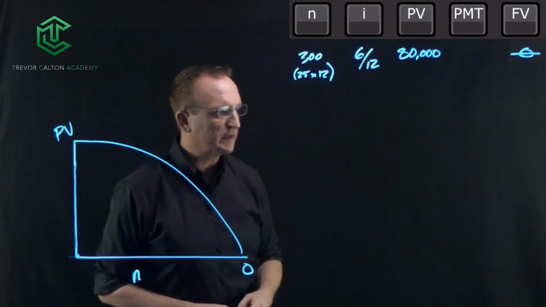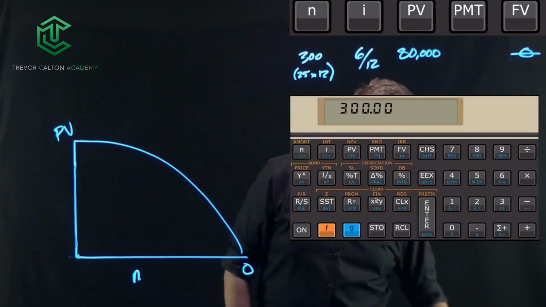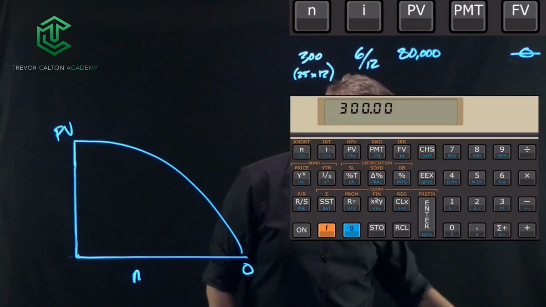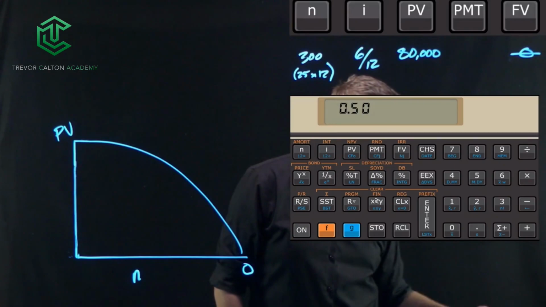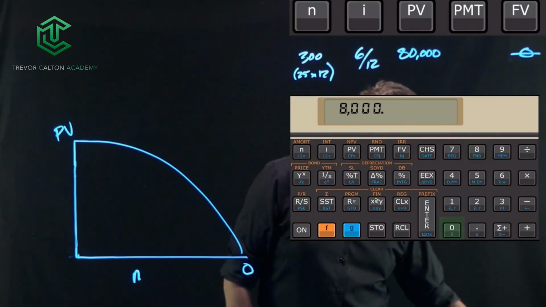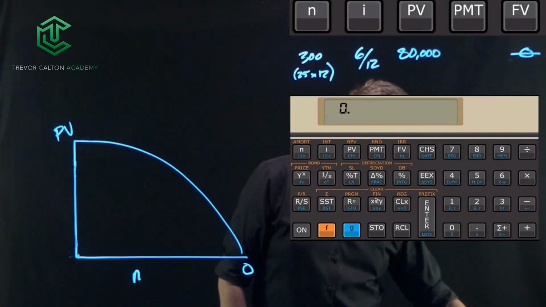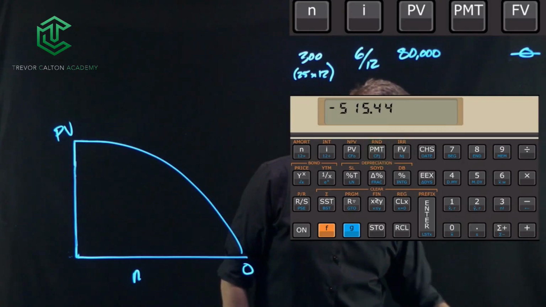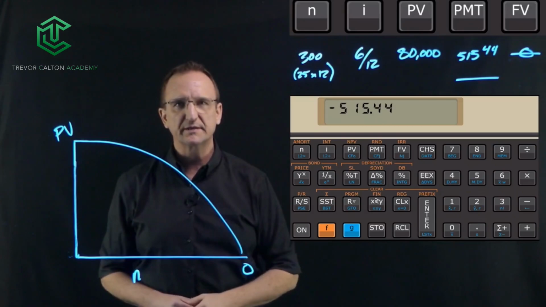So let's punch that in the calculator. So again, we'll have 25 years, and we'll hit the G key to multiply that by 12 when we enter it into N for the amortization. We get 300 months. We've got 6%, and we'll use the G key again to divide that by 12 when we enter it as our interest rate. 6 divided by 12 is half a point per month. We have an $80,000 loan, so 80,000 is our present value. 0 is our future value, and then we solve for payment. $515.44 is our fully amortizing payment.